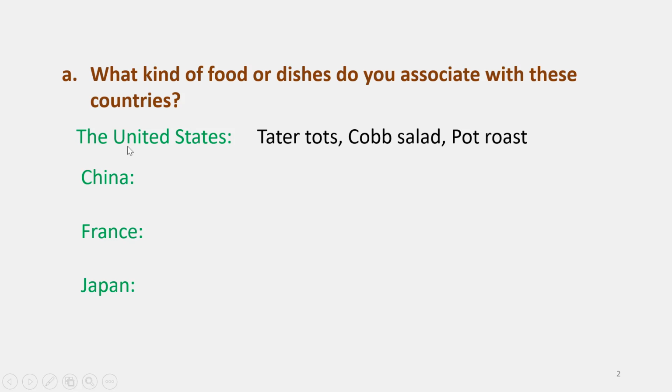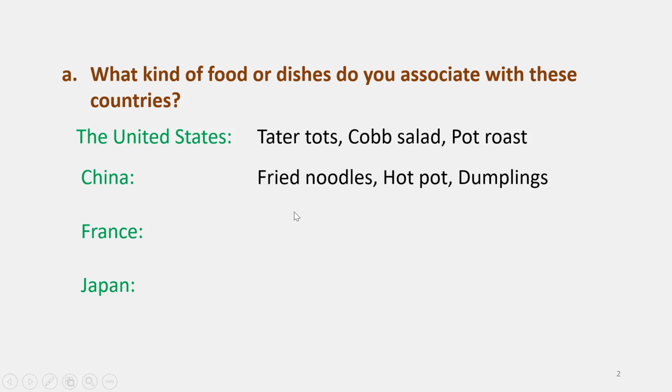Okay, and for me, the 3 most common dishes of the United States. Firstly, tater tots. Tater tots are fried potatoes. Yeah, fried potatoes and Cobb salad. It is so easy, right? And pot roast. Pot roast, as you can understand, is a dish where there are many kinds of meat, such as beef, chicken, or pork, right? And you cook inside the pot, yeah, with soup.